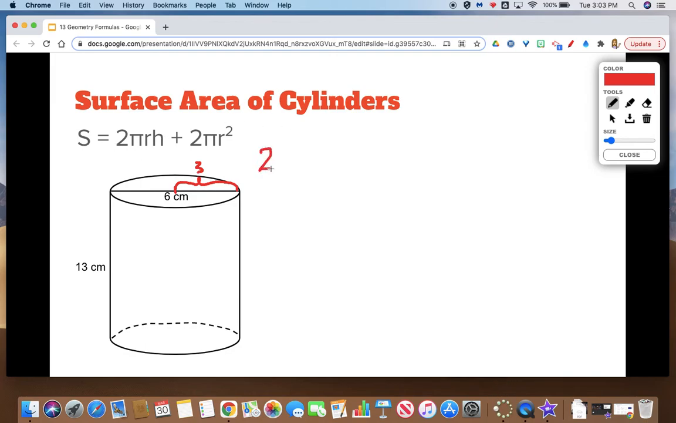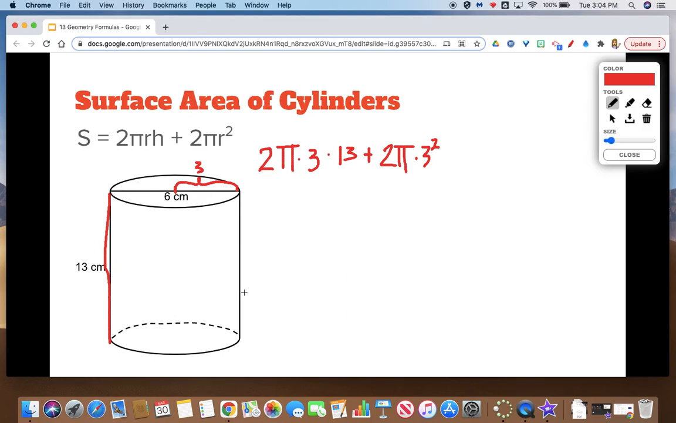So let's go ahead and plug those into our formula. We're going to take 2 times pi times the radius, 3, times the height of the cylinder, which is the distance between the circles, 13, plus 2 times pi times the radius, which was 3, squared. We're basically taking the area of the circles and adding that to the area of the piece that connects the circles. Use a calculator with the pi function to help you get this answer.